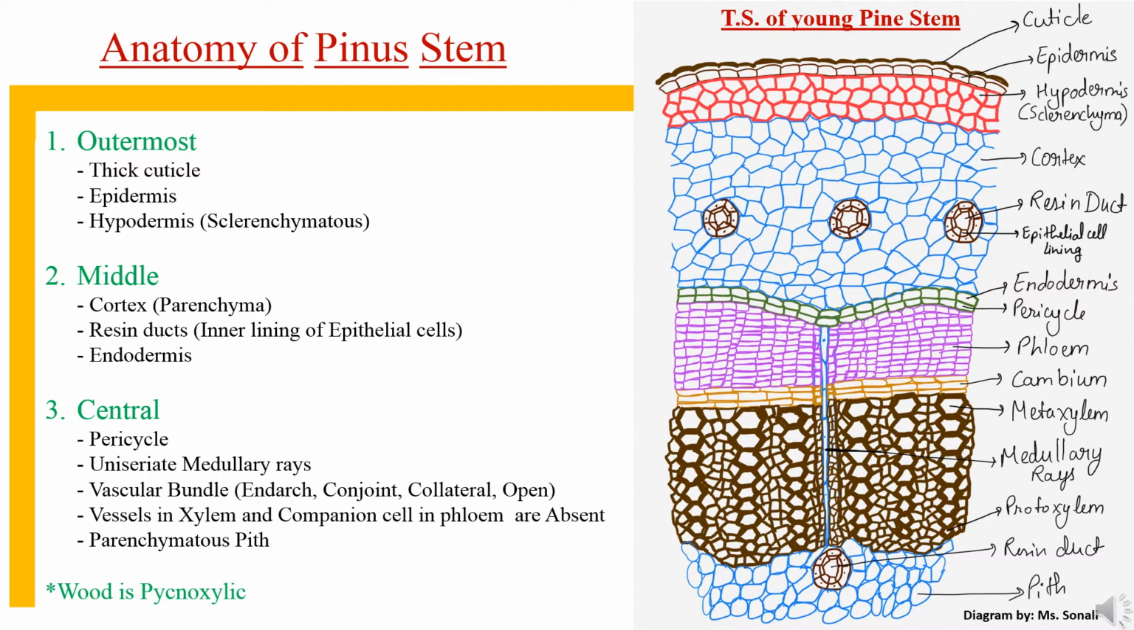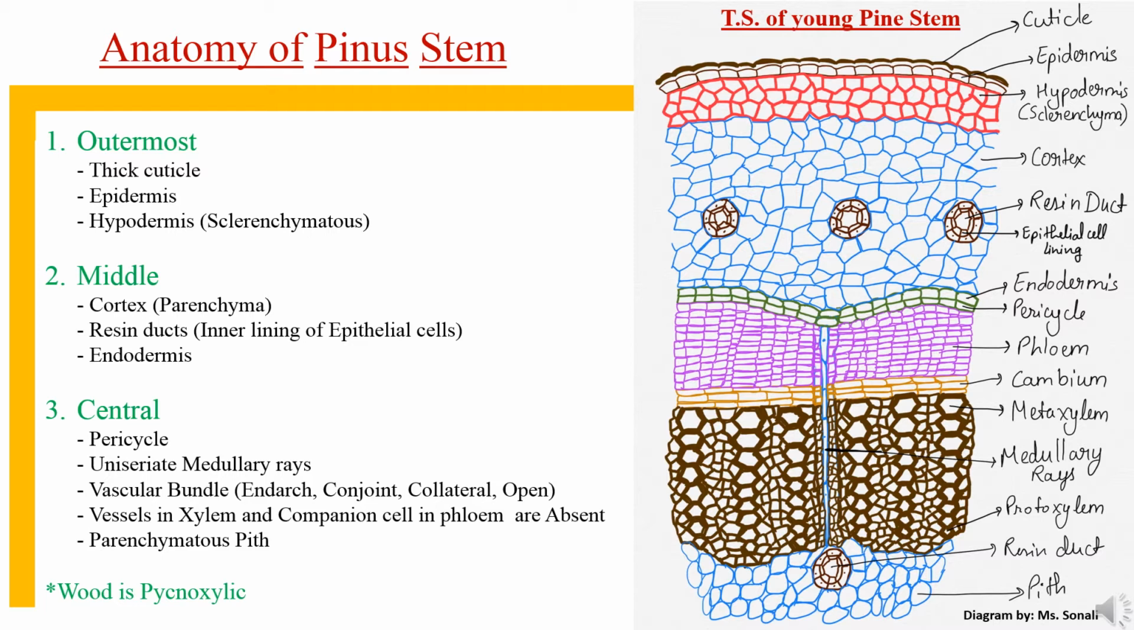Outermost layer is of epidermis. Walls of epidermal cells toward the outside are thick. Also, epidermal cells secrete cutin, which deposits just outside the cells and form thick cuticle. This cuticle helps in protecting the plant from external factors, dry conditions being one of them.